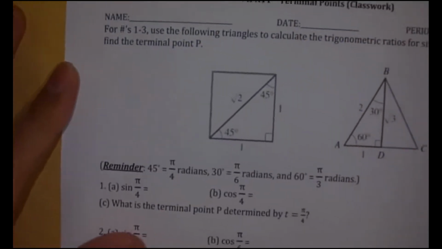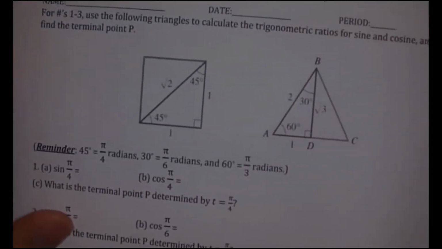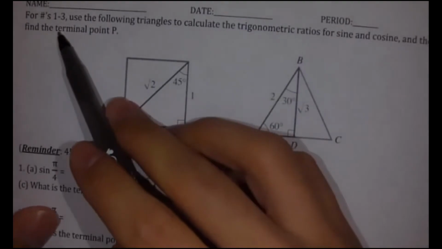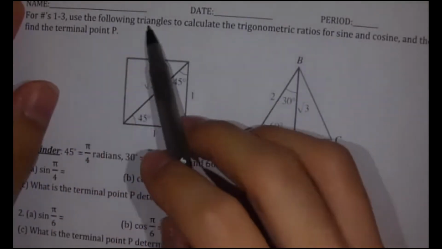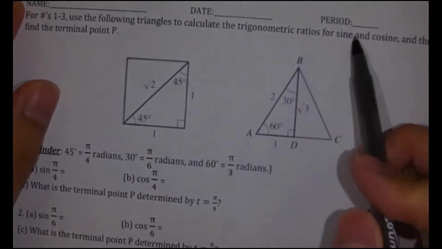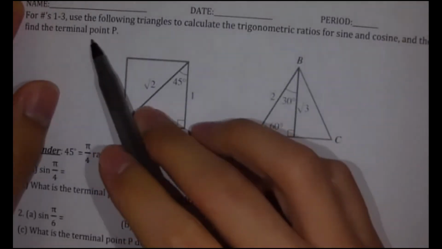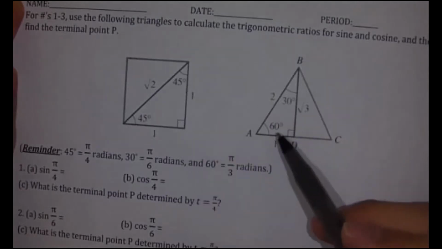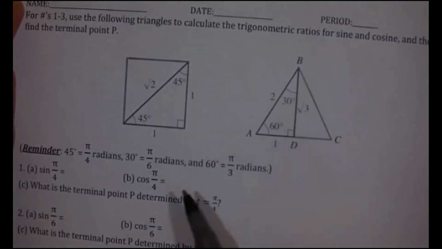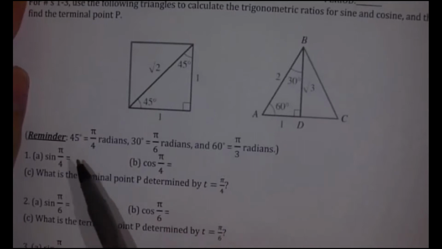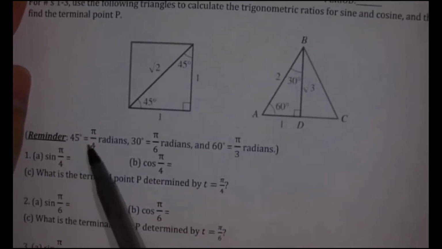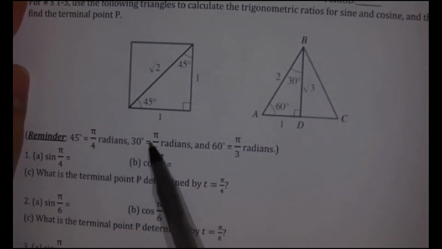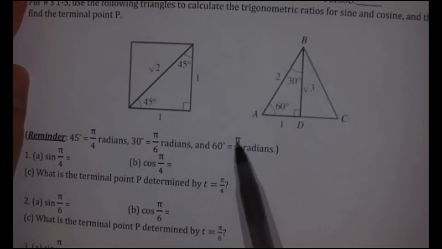All right, so the first question is, for numbers 1 to 3, use the following triangles to calculate the trig ratios for sine and cosine, and then find the terminal point P. Here we have the 45, 45, 90 triangle. Here's the 30, 60, 90 triangle. Also, another reminder: 45 degrees is pi over 4 radians, 30 degrees is pi over 6 radians, and 60 degrees is pi over 3 radians.